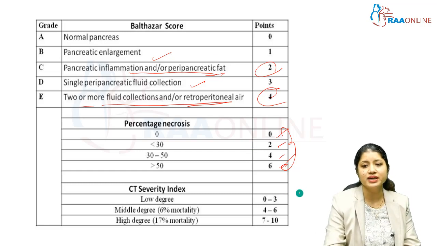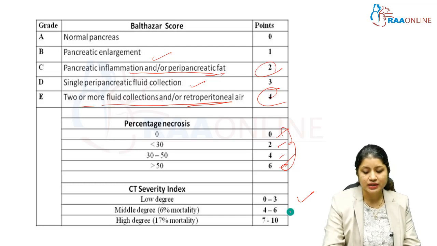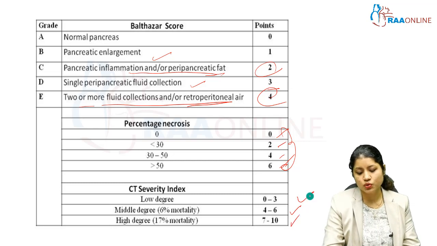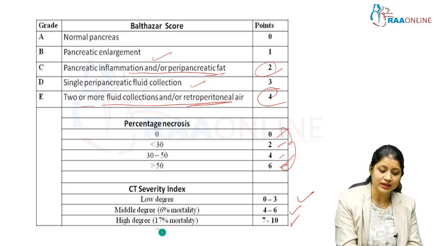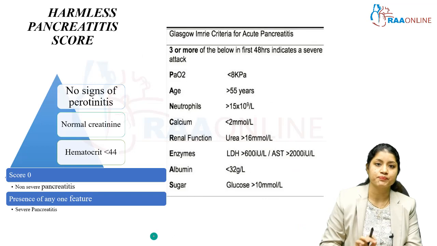So based on this Balthazar score, we come to a CT severity index, which is the total score between the imaging of the pancreas as well as the necrosis changes present in the pancreas. We get a CT severity score, which, if it is 0 to 3, is a low mortality. If the score is around 4 to 6, we have 6% mortality. But if the score goes to around 10, we have around 17% mortality.